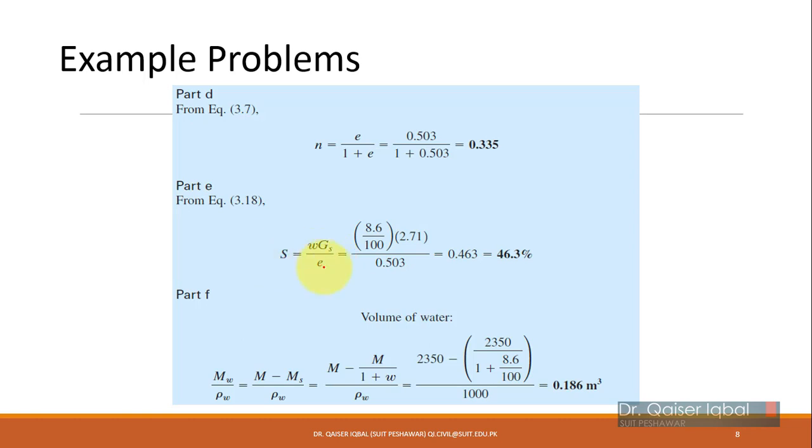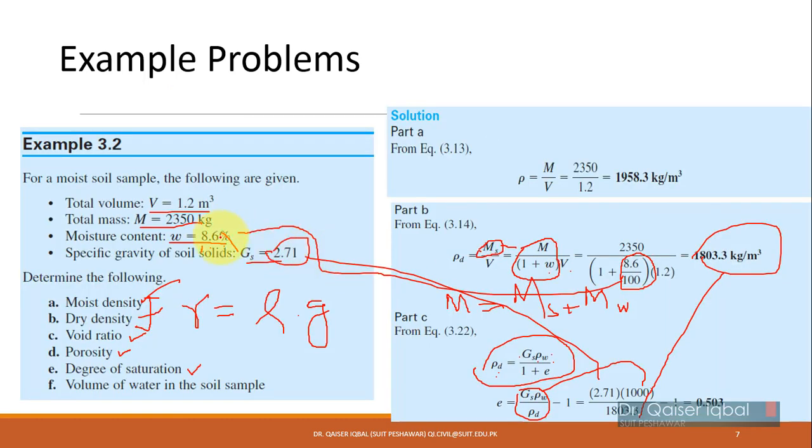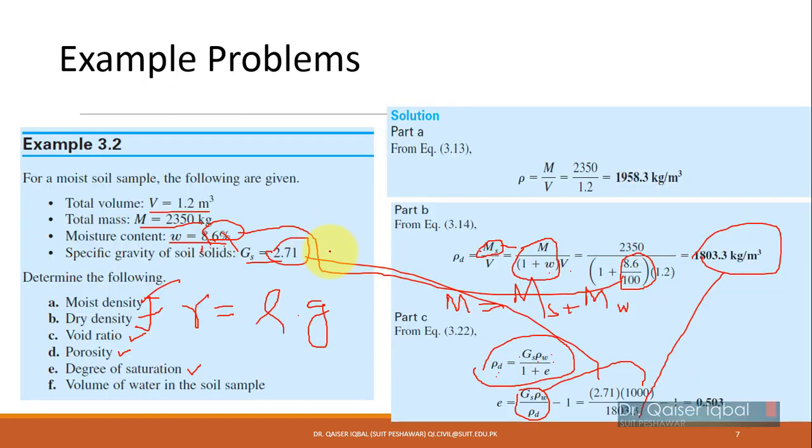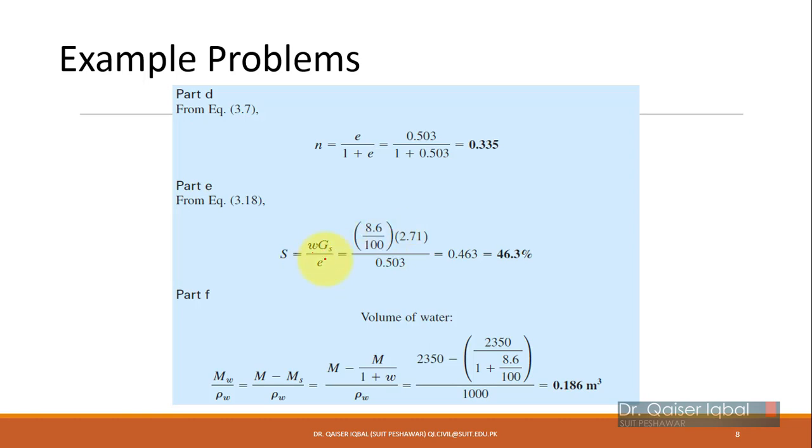So for S, we take the E on the other side of the equation. So S is equal to W times GS divided by E. W is given in the beginning, which is equal to 8.6% already. Okay, so 8.6. GS is also given, which is 2.71, which you can see on this slide. So we're putting in 2.7, and E we have just determined above, which you can see over here. So just putting it in this equation.